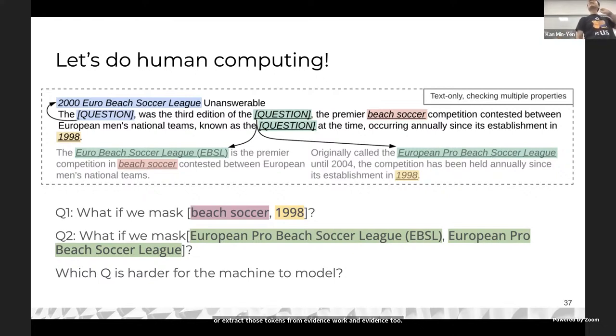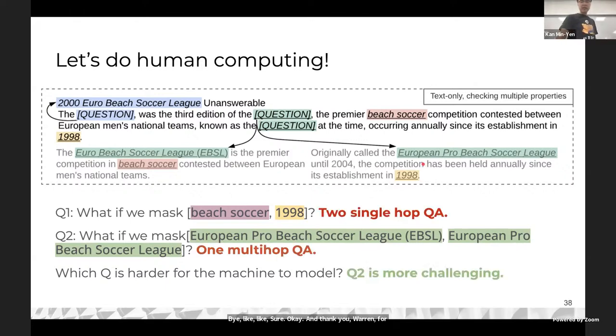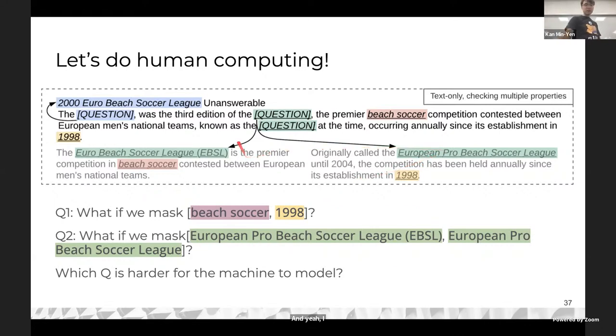What do you guys think? By pulling from surrounding words, you're able to get the context of what is the thing that's recovered. Sure. Okay. Thank you, Warren, for his answer. I think Warren is giving a correct answer. So it means that we try to map things together. In this case, if we mask beach soccer and 1998, the green things here are still available, right? So it must try to align the Euro Beach Soccer League, EBSL, here with the green token here. So they're aligned, and the model can use it as a sort of anchor to look for the answer. And the answer should be beach soccer, okay?